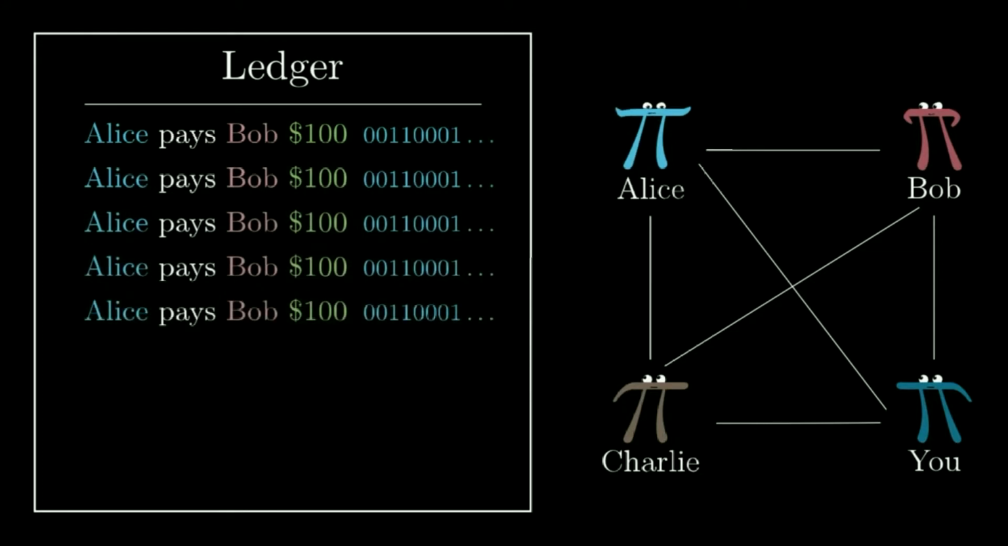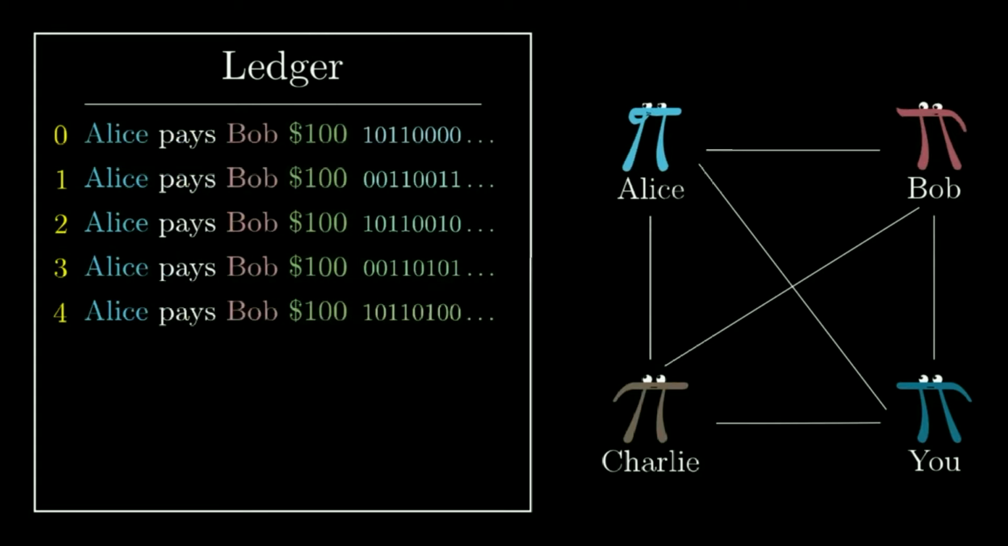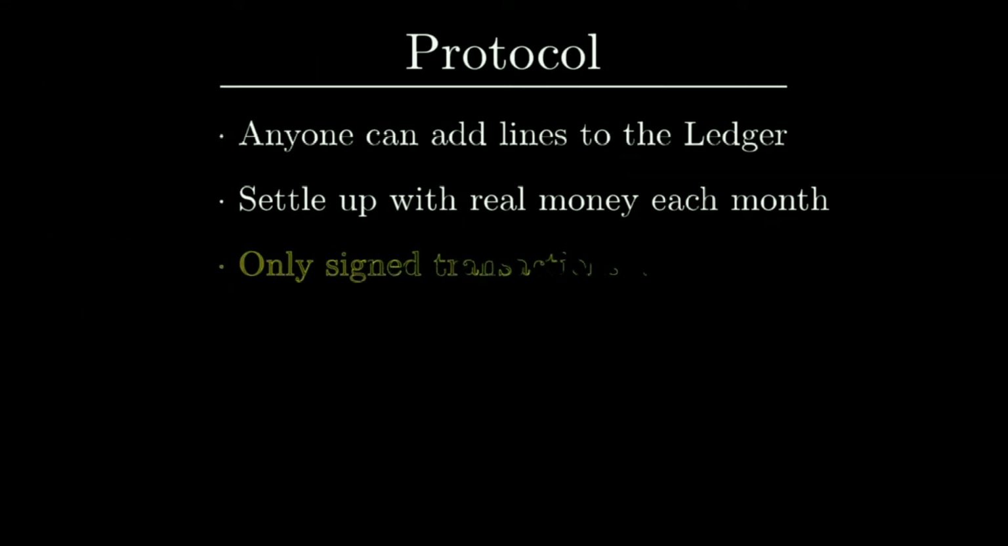To get around this, what we do is make it so that when you sign a transaction, the message has to also include some sort of unique ID associated with that transaction. That way, if Alice pays Bob $100 multiple times, each one of those lines on the ledger requires a completely new signature. Alright, great. Digital signatures remove a huge aspect of trust in this initial protocol.